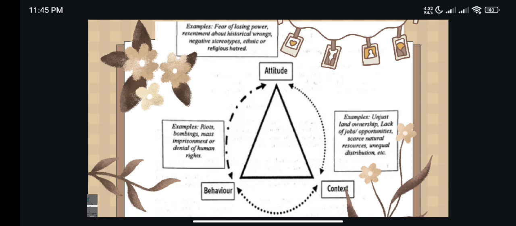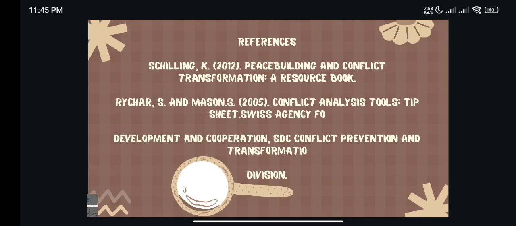On the other side of the triangle is the context, which is like the background setting of the conflict. For example, things like unjust land ownership, lack of jobs and opportunities, scarce natural resources, unequal distribution, etc. These inequalities can create tension and make conflict worse, but by understanding how attitudes, behaviors, and contexts are all connected, we can work towards finding solutions that address the root causes of conflict and promote peace. This is discussed by Schilling 2012 and Rachar and Mason 2005.